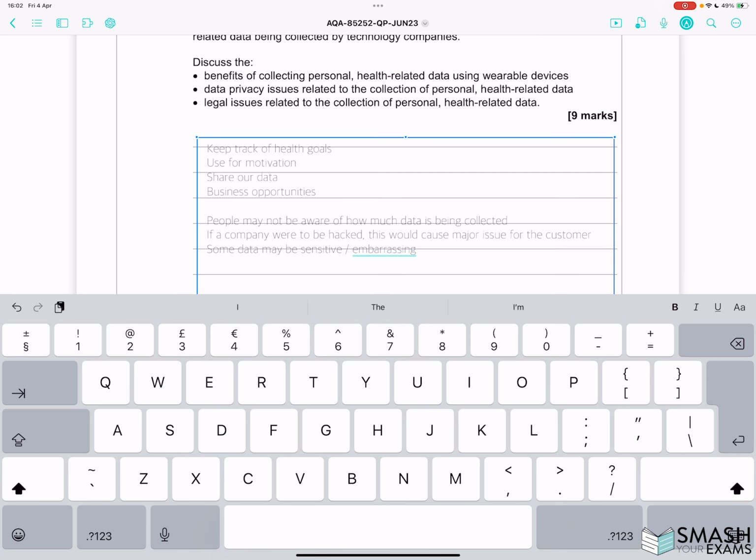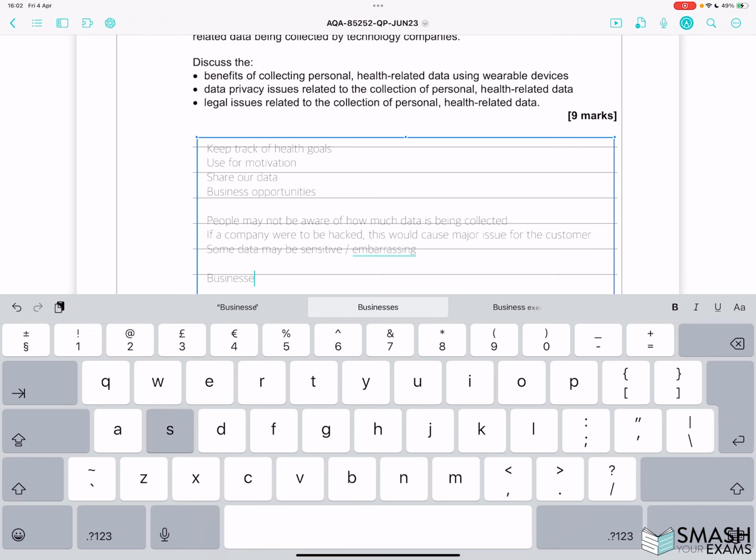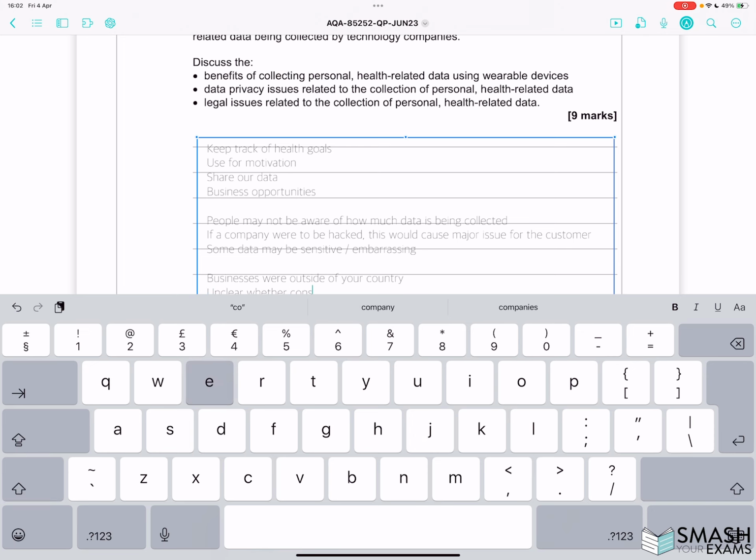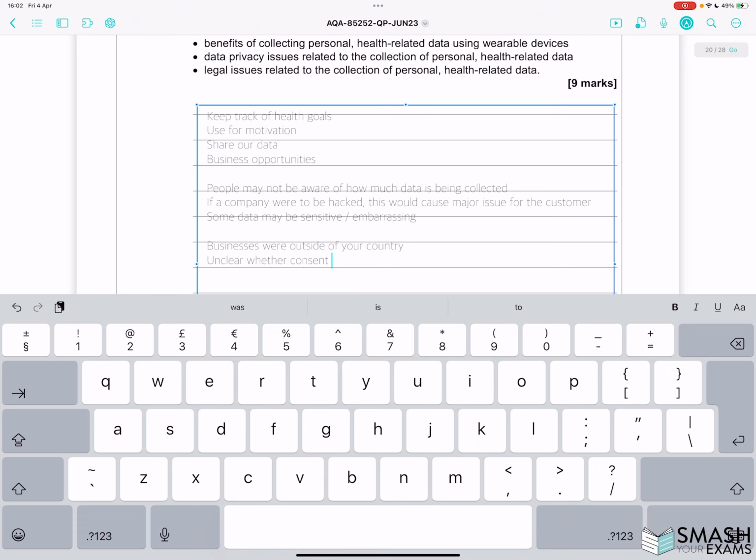We'll then bullet point a few legal issues that we could discuss as well. All right, well, obviously, let's say if you were letting companies or apps collect your data, what happens if those businesses were outside of your country? So that would go against the GDPR, the Data Protection Act, okay? It means that they might be able to share that information without your knowledge because they might not have the same rules and laws as we have here. It can be unclear whether consent has been given, or it might have been given without actual knowledge of it.